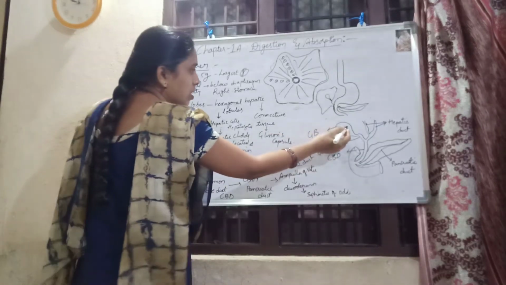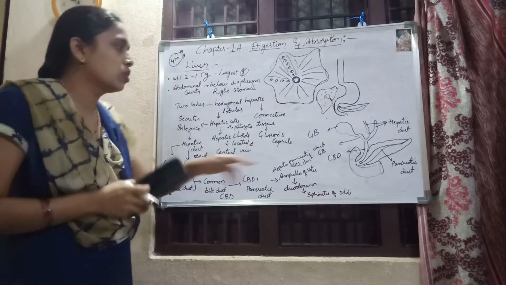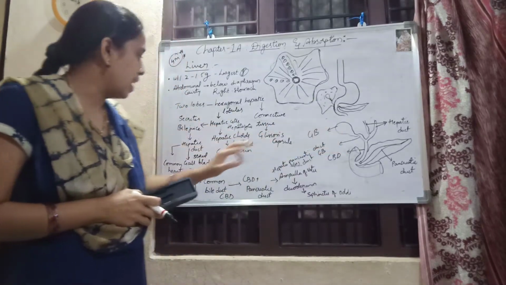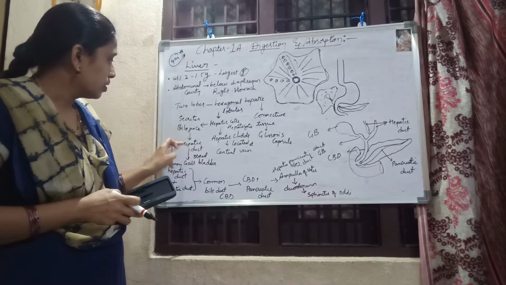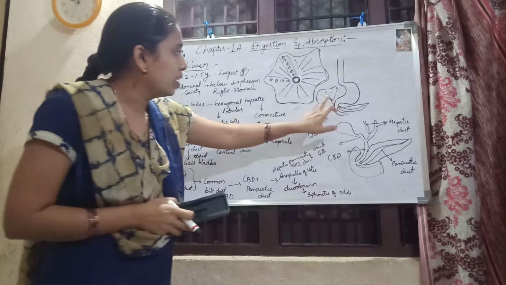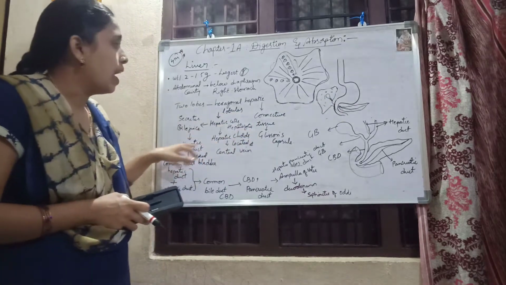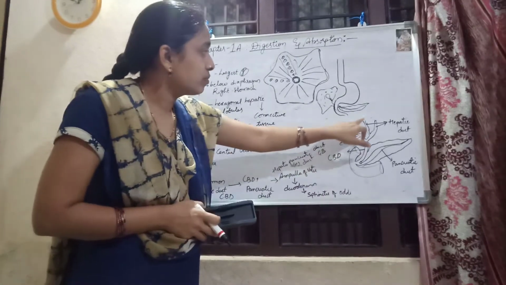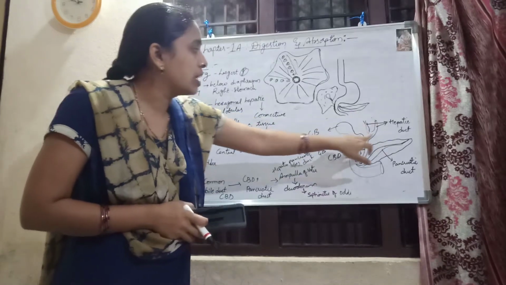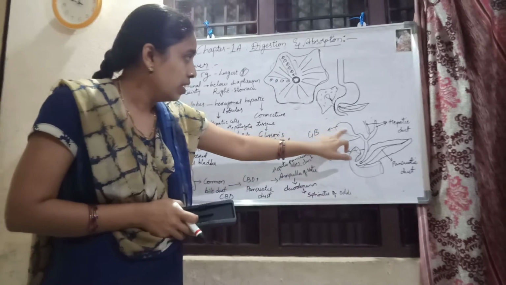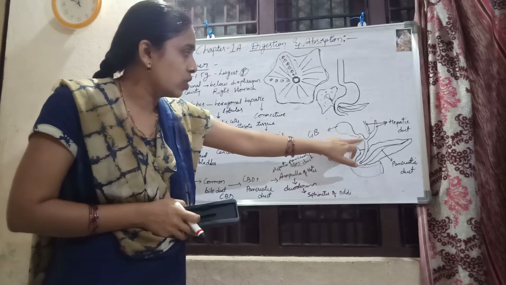Whatever bile juice is produced by the liver is stored in the gallbladder. The duct of the liver coming outside is called the hepatic duct, and through it the bile from the liver is carried to the gallbladder. From the gallbladder you can see a duct called the duct of the gallbladder.